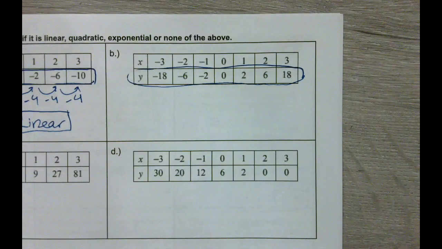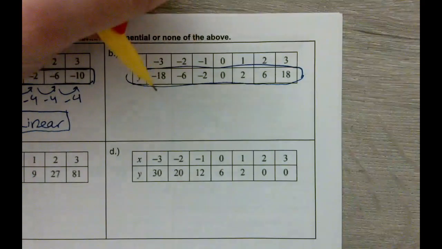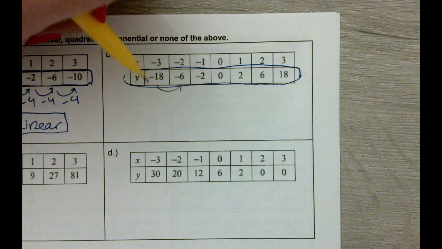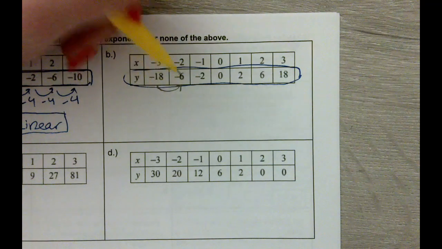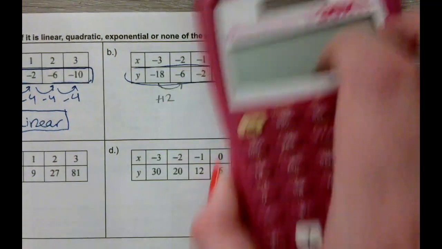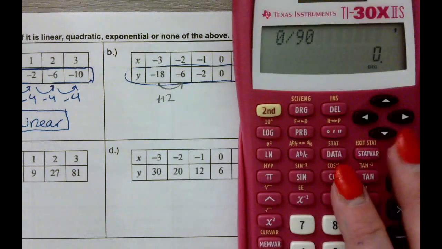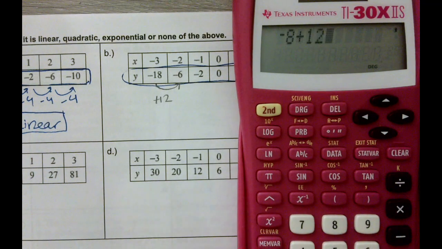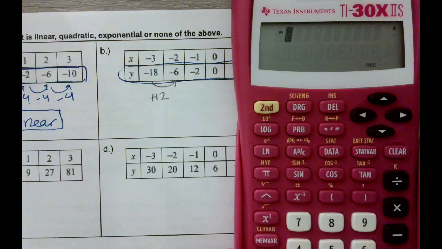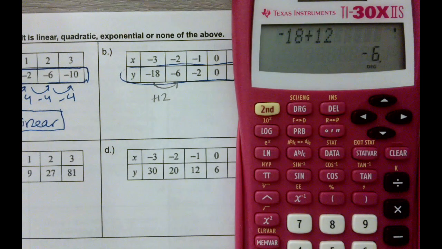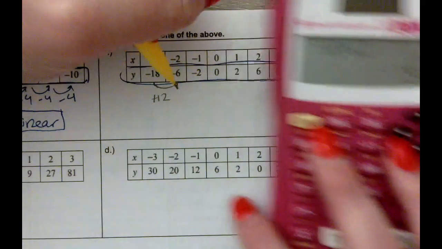But just to demonstrate the point, let's say you're sitting on test day, you're trying to figure out what's going on here. If I were to subtract, or actually this would be addition since we're working with negatives, this would be plus 12. Again, if you don't believe me, we can verify that. Negative 18 plus 12. That gives me negative 6, so that is the pattern.